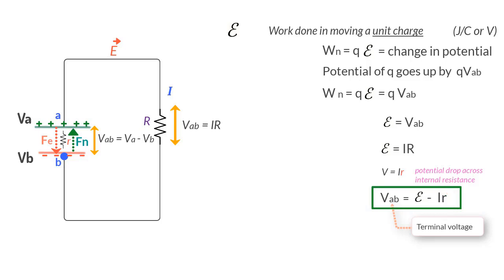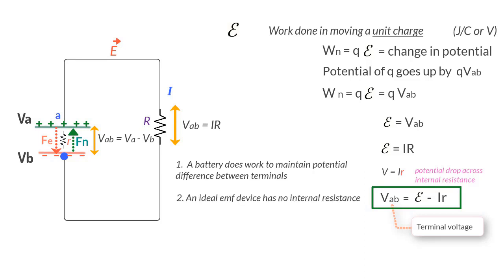Now, let me close this lesson by summarizing the key points, since this topic is a little tricky and needs a bit of repeat watching to understand better. So point number 1 is that an EMF device like a battery does work to maintain potential difference between its output terminals. 2, an ideal EMF device is one that has no internal resistance, in which case the EMF equals the terminal potential difference. 3, in reality, every EMF device has internal resistance that causes a reduction in terminal voltage.